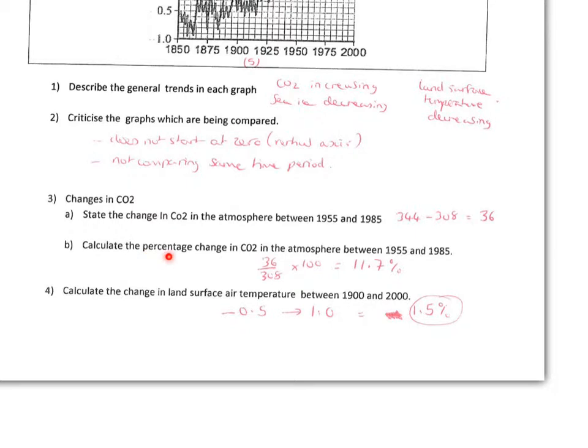To calculate the change as a percentage, the change divided by the original amount, which is the figure for 1955, times by 100. That's how I've worked out the percentage change. And to work out the change in land surface temperature, I've read two figures, one of which is negative. So the actual gap between minus 0.5 and 1 is a gap of 1.5.